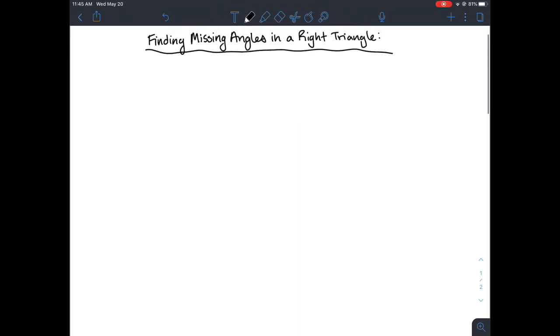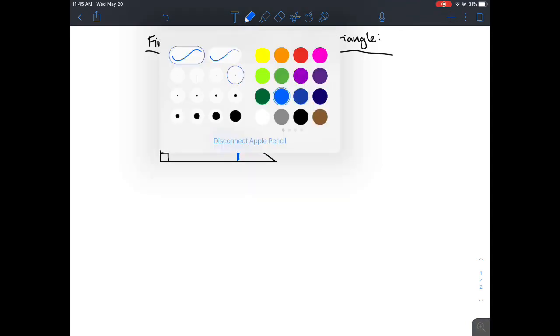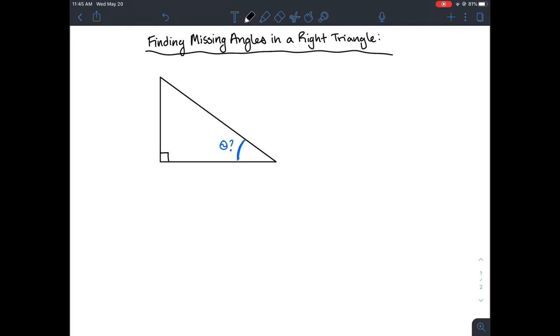So, first things first, we're going to have our normal right triangle, like that. We're going to have some missing angle now. So for instance, this angle here is our theta, and we're not going to know what that is. But we are going to know at least two side lengths. So for instance, if this is a 10 and this is an 8, we can now find this missing angle.